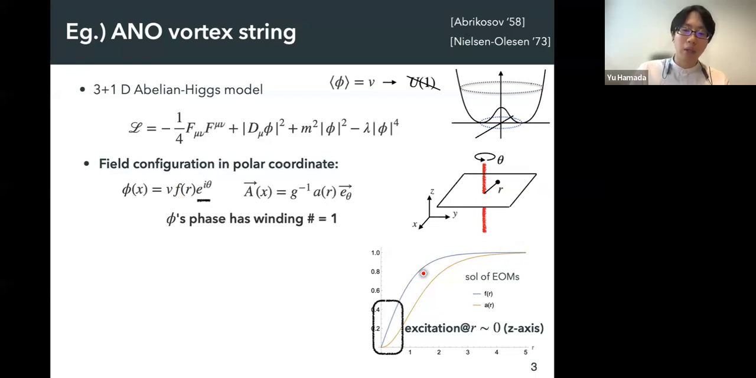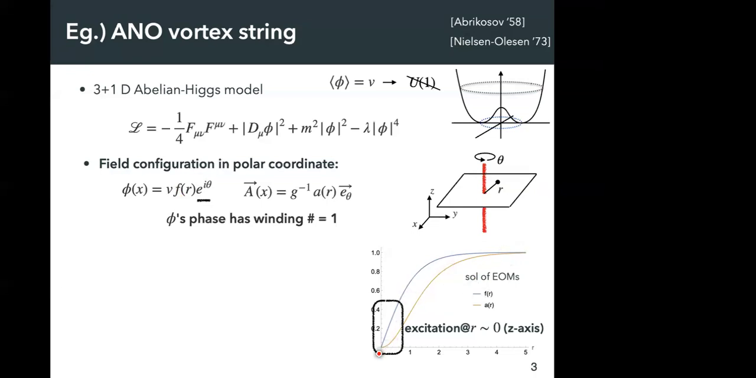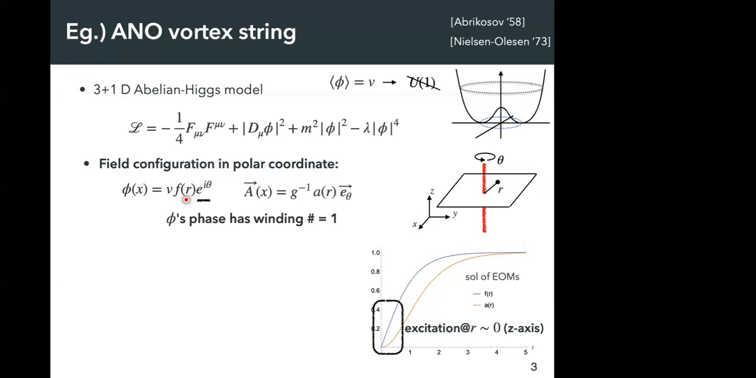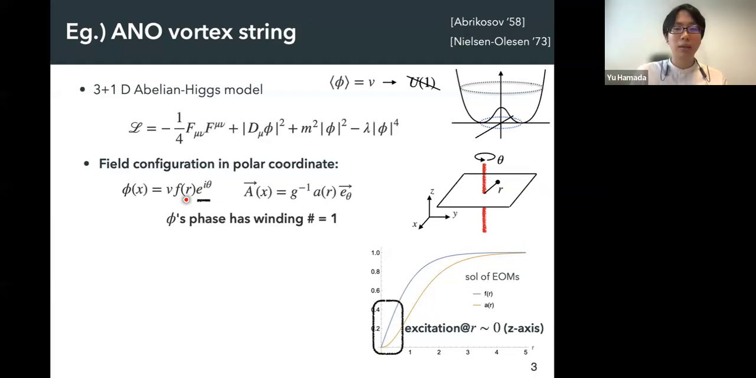On the other hand, if we go to R equal to 0, then F goes to 0. This means that phi is 0. And of course, phi equal to 0 is not a vacuum, so it's an excitation. So that means if we look along the z-axis, then we can see some finite energy excitation along the z-axis. So it looks like a string object.